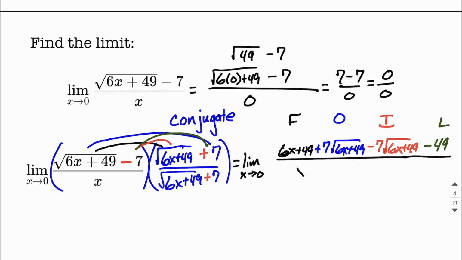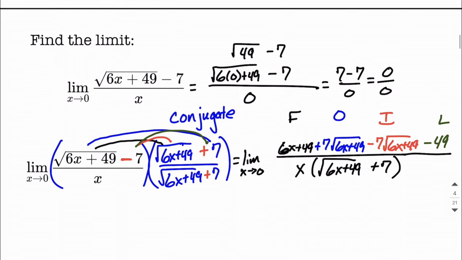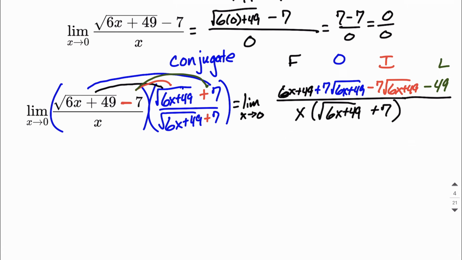The denominator I'm not going to multiply out. I'm going to leave it as x multiplied by that conjugate, the square root of 6x plus 49, with the plus 7. Next, let's think about how we can simplify that numerator. Well, one thing I notice is we're both adding 49 and subtracting 49. So those will reduce down and make a 0. We're also, in this case, adding 7 square root of 6x plus 49 and subtracting 7 times the square root of 6x plus 49. So we can combine those like radicals together as well.